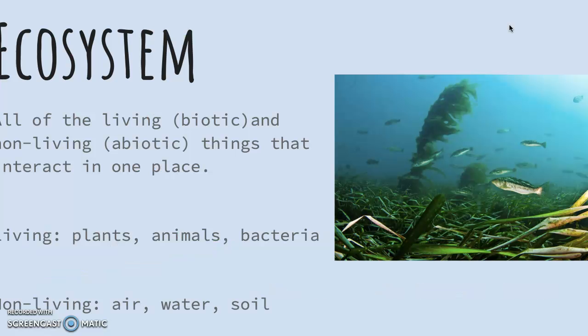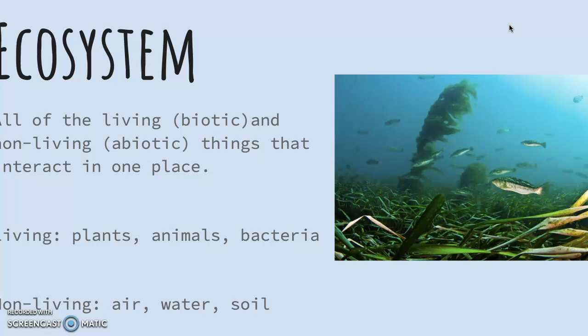Okay? So first of all, you might be asking yourself, what is an ecosystem? Well, an ecosystem is all of the living and non-living things that interact in one place. So another word for living is biotic. The biotic things in an ecosystem could include plants, animals, and even bacteria. Bacteria is alive too. Abiotic things, or things that aren't alive, include air, water, and soil.